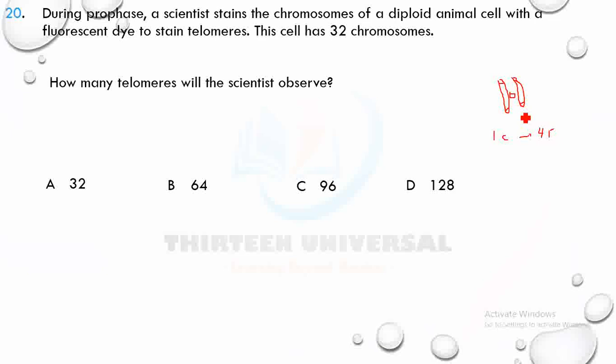Okay, yeah, because this is one chromosome. Two sister chromatids joined by a centromere, but each of them has telomeres at the tip. So we have 4 telomeres: 1, 2, 3, 4. So therefore, if one chromosome gives us 4 telomeres, 32 chromosomes will give us how many telomeres?